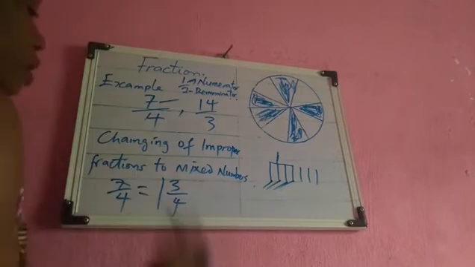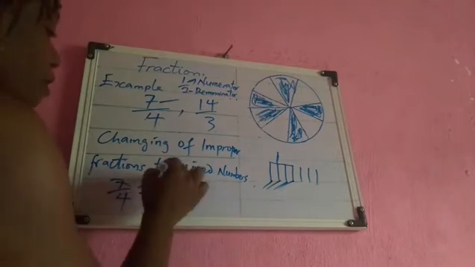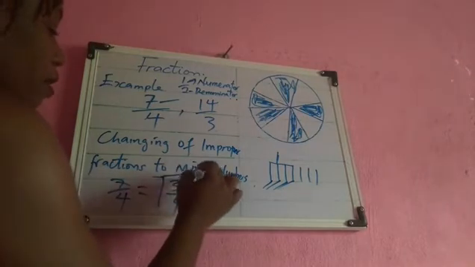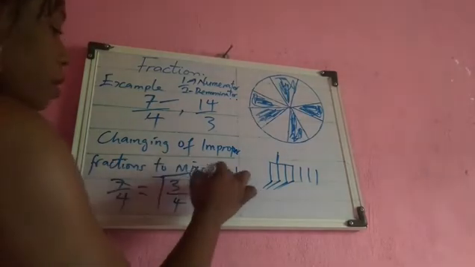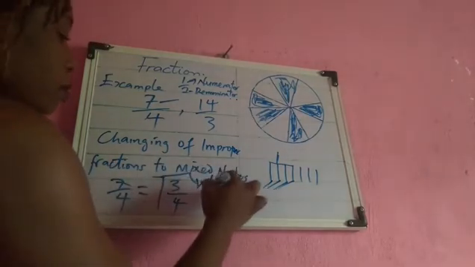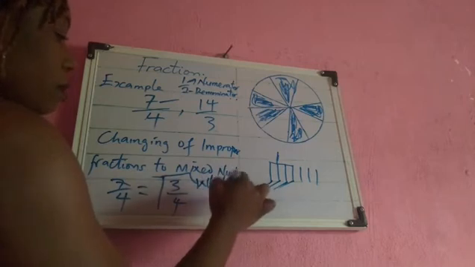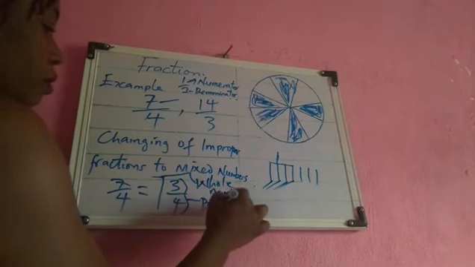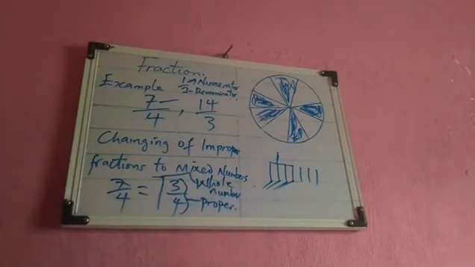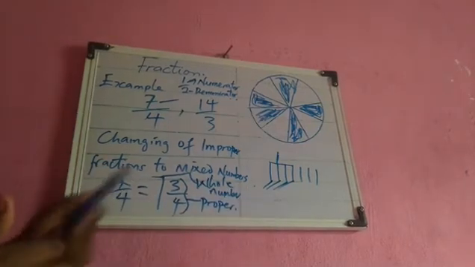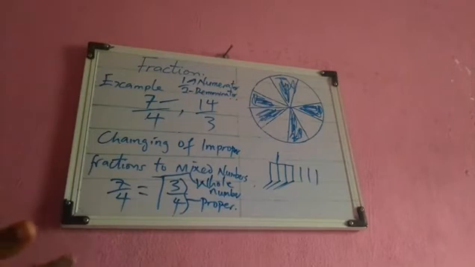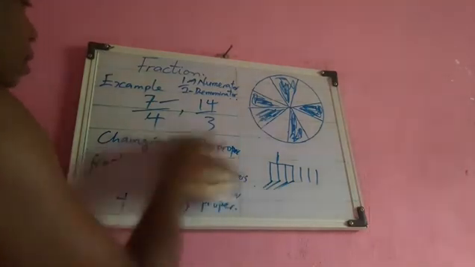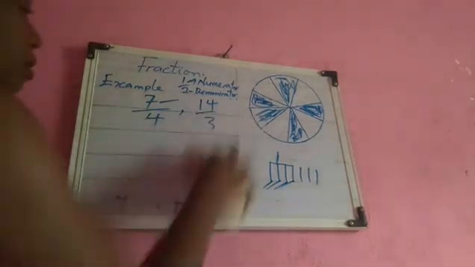Here we have the whole number, and then the 3 over 4 is a proper fraction, like the example we did last week. We have 3 over 4, and 3 is less than 4. So that's an example of a mixed number. Let's look at another example of a mixed number.